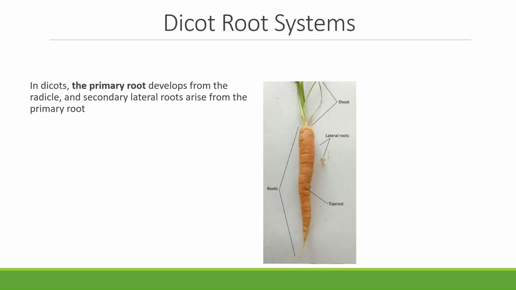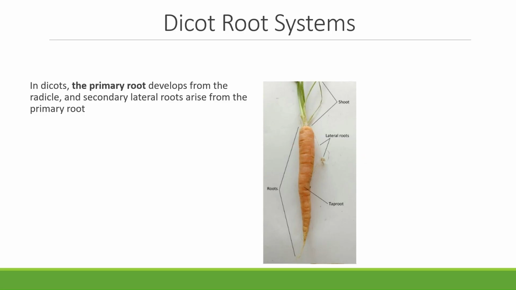Having examined the overall characteristics of monocots and eudicots, we can now look more closely at one of the most important differences between them, and that's their root systems. In dicots, the primary root develops directly from the radicle of the embryo. Secondary lateral roots then arise from the primary root. If you ever look at a carrot in the store, you might see some secondary lateral roots that come off of this primary root.